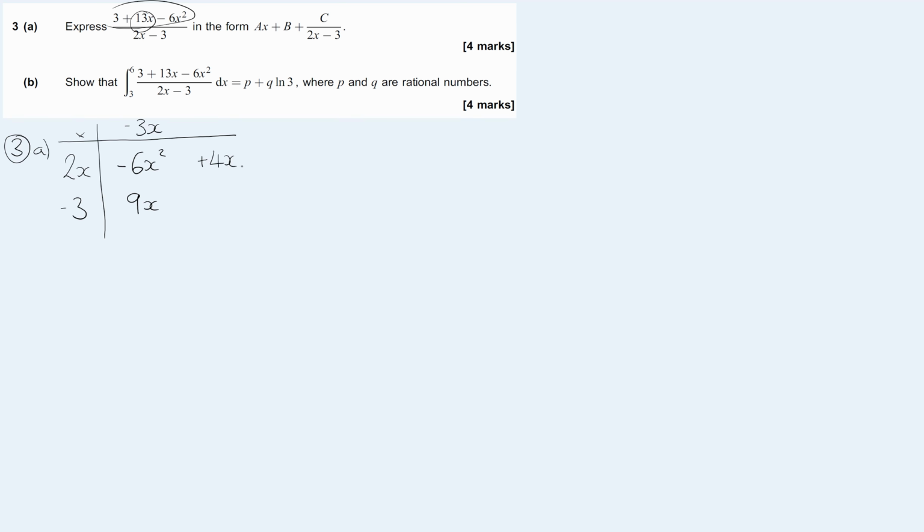2x times by what gives me 4x? 2x times by 2 gives me 4x. Then I've got 2x times minus 3, which is minus 6. Now I don't want minus 6, I want plus 3. So my remainder, what I've got left over, is equal to 9. So my final solution, so I've already done enough work here for my 4 marks, is that I can write this as minus 3x plus 2 plus 9 over 2x minus 3. And that is my final solution, and that's worth 4 marks.